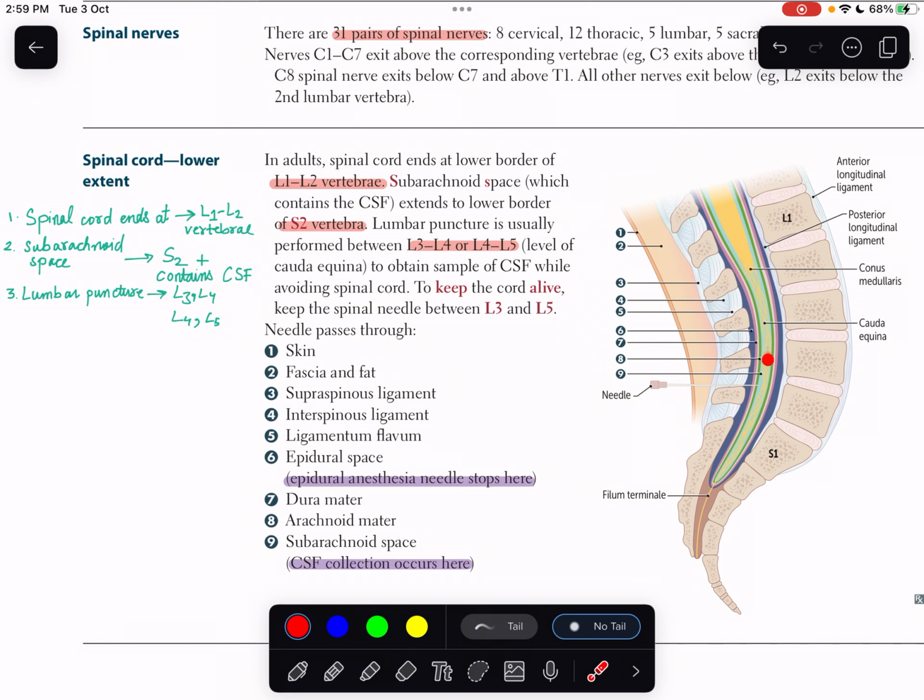Then this one over here is the cauda equina, just like the tail of the horse. Cauda equina is basically the roots of lumbar and sacral spinal nerves, which form a bundle within the lowest part of the spinal column. So the spinal cord ends, but this is a column now, the lowest most part of the spinal column, so that would be the cauda equina.